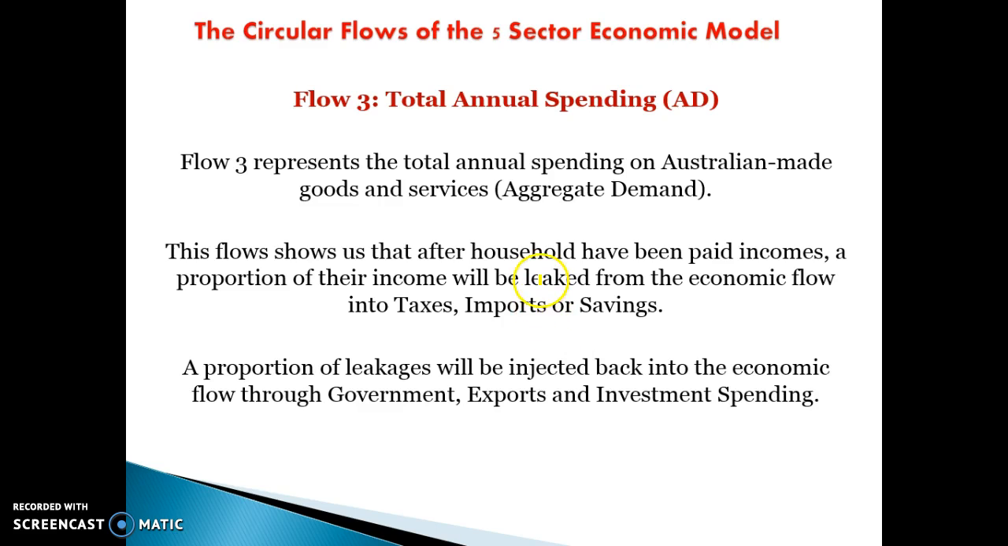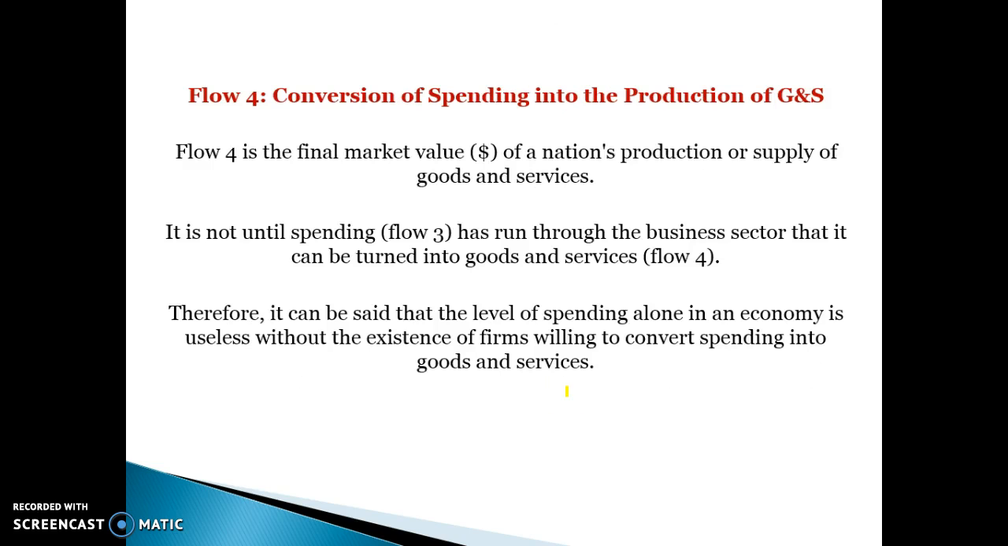Okay, this flow shows us that households have been paid income, and a proportion of their income will be leaked from the economic flow into taxes, imports or savings. A proportion of leakages will be injected back in the form of government spending, exports and investment spending. Just explaining the circular flow. And then flow 4 is the final market value of a nation's production, or our GDP. So higher aggregate demand leads to higher real GDP.